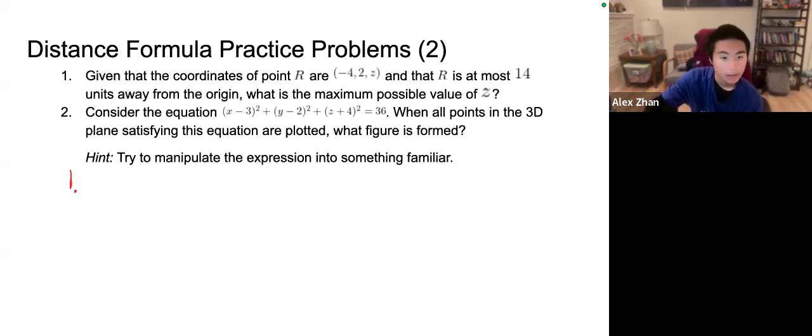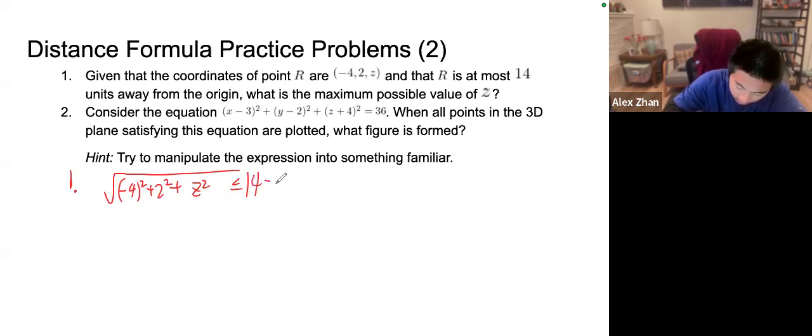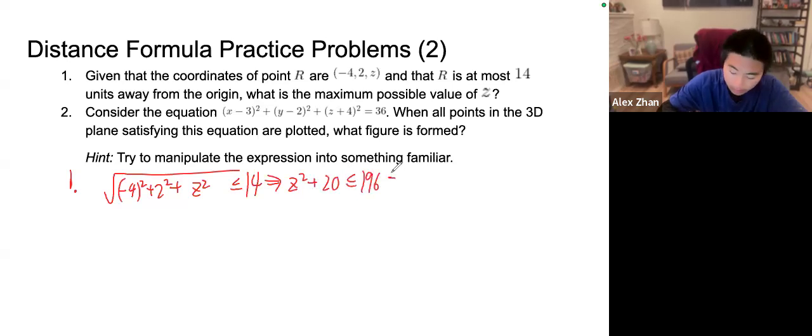Does anyone here? Okay. Yes, we have one correct answer for number one. Okay, so I'll just go over this problem. Given that the coordinates of a point R are (-4, 2, Z), R is at most 14 units away from the origin. So (-4)^2 + 2^2 + Z^2 is less than or equal to 14^2. So Z^2 + 20 is less than or equal to 196.